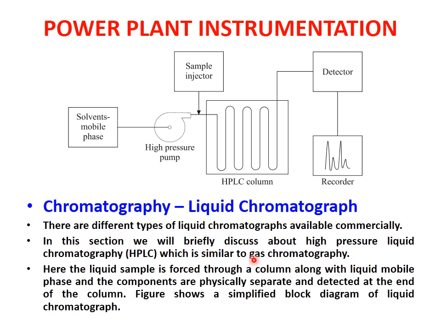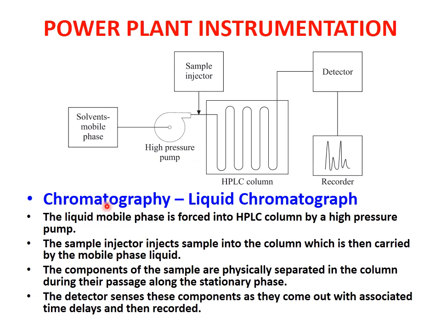We are only discussing in this about high pressure liquid chromatography, that is HPLC column, which is similar to gas chromatography. Here the liquid sample is forced through a column along with liquid mobile phase, and the components are physically separated and detected at the end of the column. So this figure is showing the block diagram. We have drawn a simple block diagram representing the liquid chromatograph.